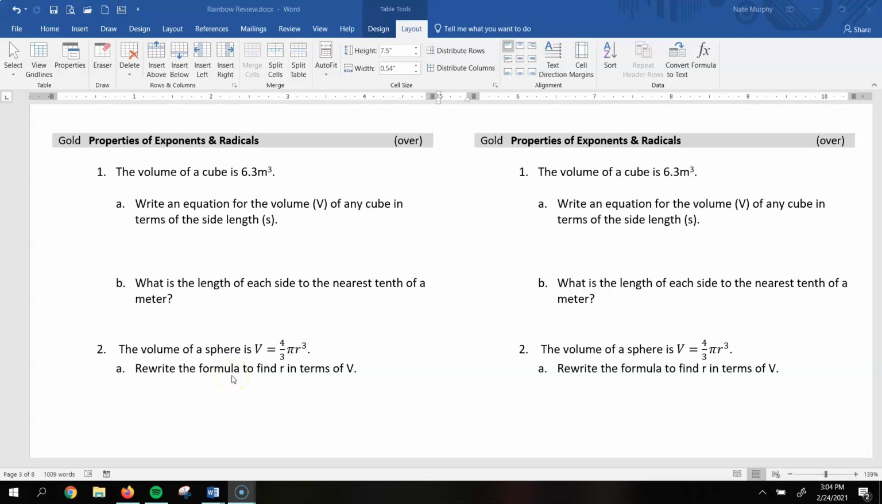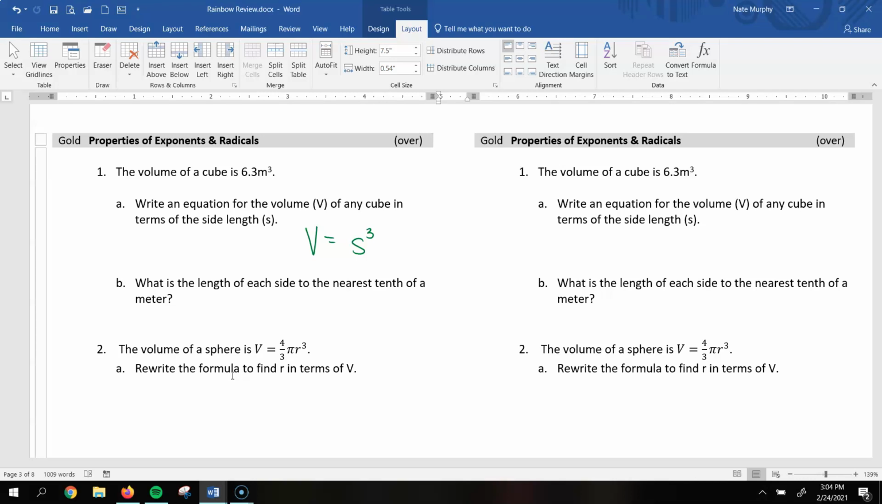All right, in this video, we're going to be looking at the gold section of your review. So let's start with this first one. It says the volume of a cube is 6.3 cubic meters. Write an equation for the volume of any cube in terms of the side length s. So this you just had to remember the formula, so it would be volume equals s cubed.